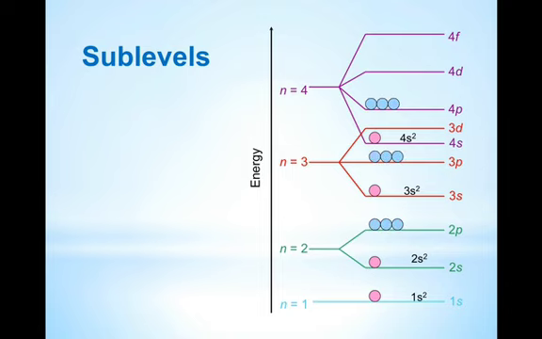Now all p sublevels are made up of 3 orbitals, which means a p sublevel can hold a maximum of 6 electrons. Remember, 2 electrons can go into each orbital. These would be written as 2p6, 3p6, 4p6. All d sublevels are made up of 5 orbitals, which means that a d sublevel can hold a maximum of 10 electrons. We would write these as 3d10, 4d10.